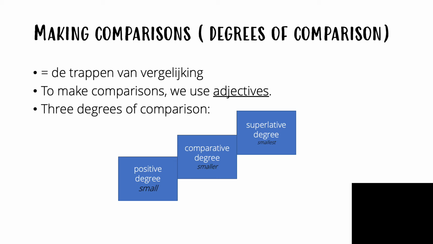Then we have the second one, which is the comparative degree. You're going to compare two things to each other. And the last one is the superlative degree, de overtreffende trap. Daar gaan we het zelfs ook even over hebben.